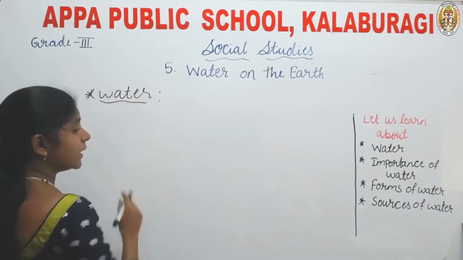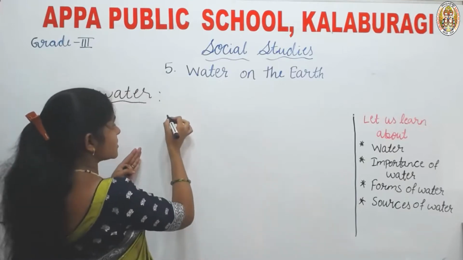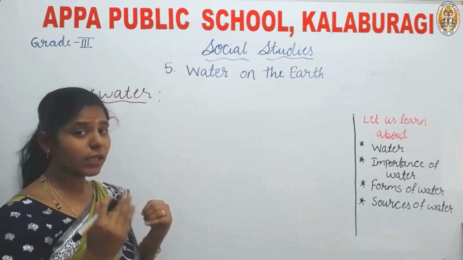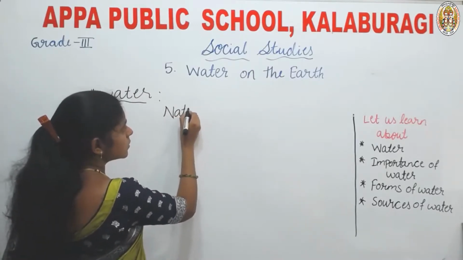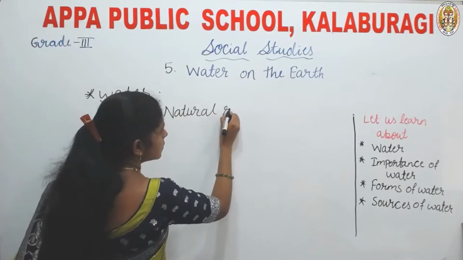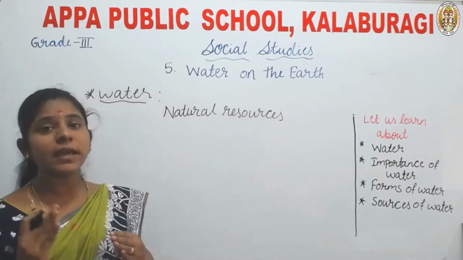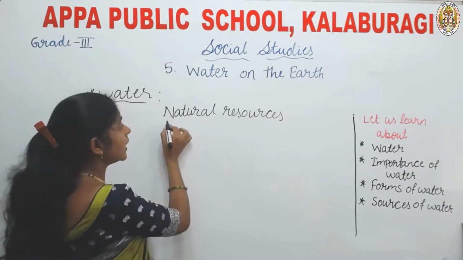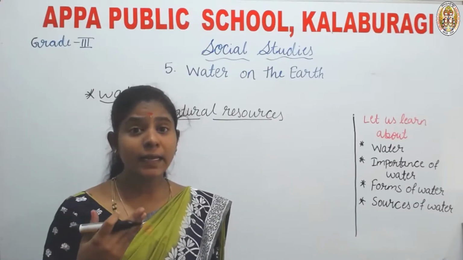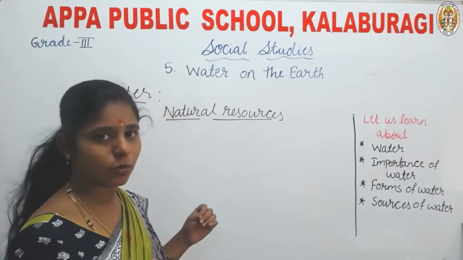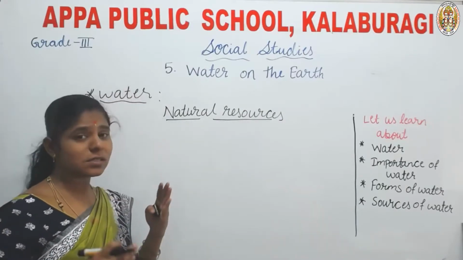Water is also one of the natural resources. Like air, water is also one of the natural resources. What do you mean by natural resources? Natural resources means any things we get from nature. For example, water, air, forest, etc. All living things need water to live.